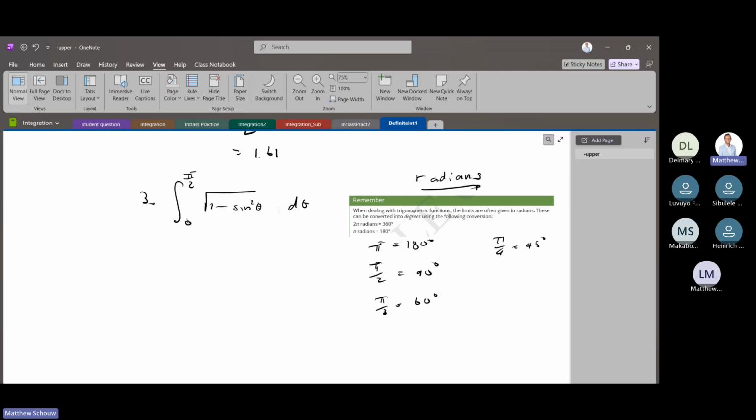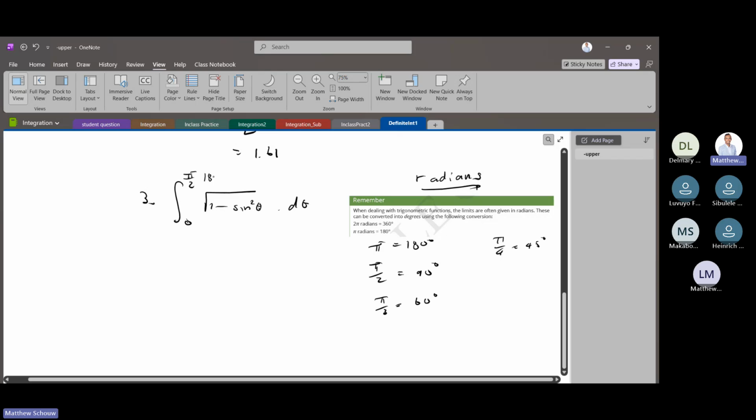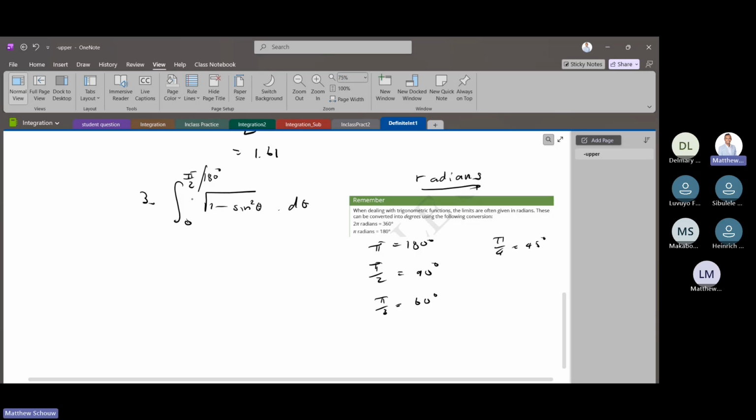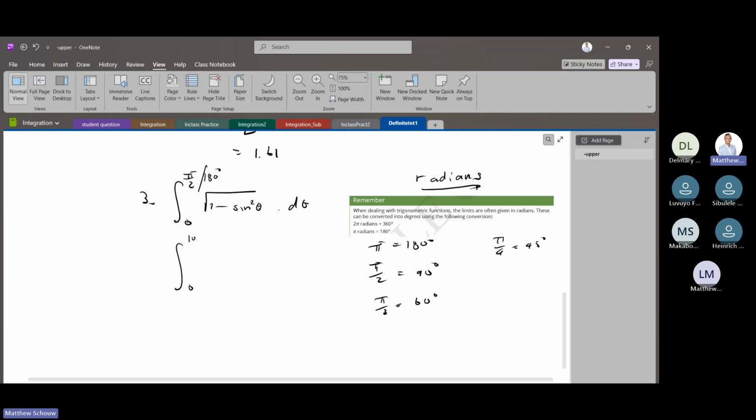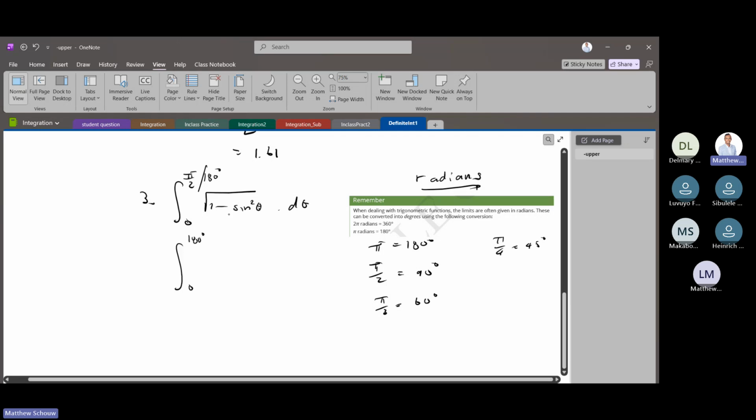But I'm going to just keep it there for now. I'm just making you aware there's another form of writing angles. There's a lot I can say to it, but let me do the integration quickly. So before we integrate this, you should be aware, I'll put 180 degrees here because it's easier. So we're integrating from 0 to 180 degrees.